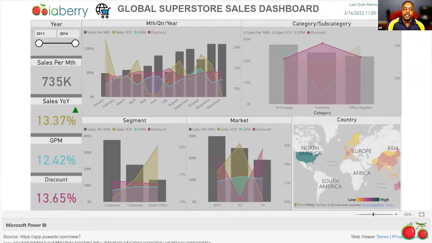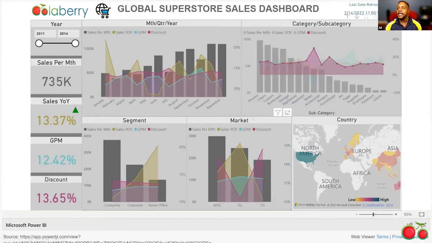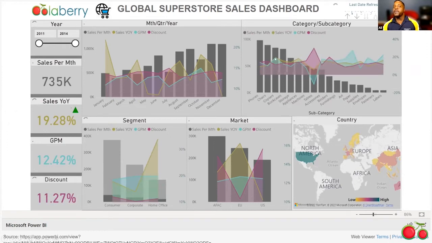The dimensions are attributes that describe what's happening. Now, if we take a closer look at the category subcategory table and we look at copier, we're looking at copiers right now. Just by what we know so far, we can tell that copiers bring in roughly about 85K a month.